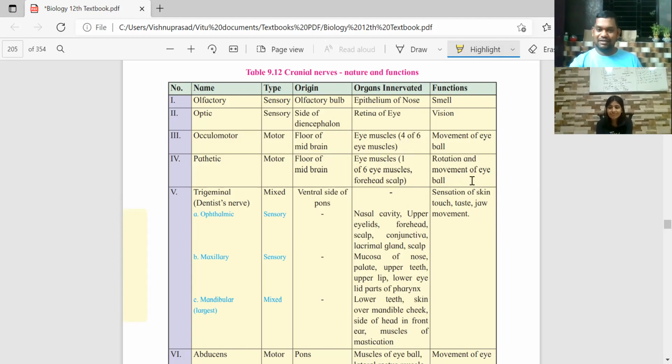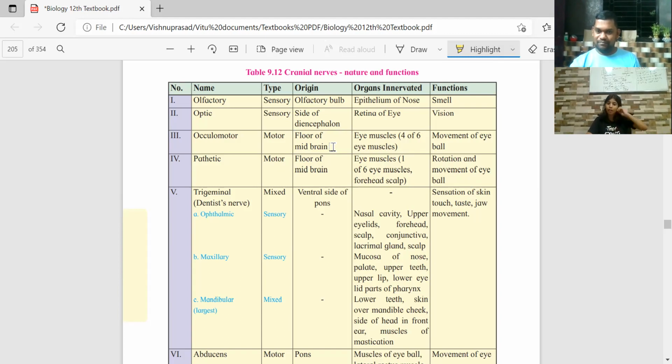I've given an example. If you are in a cricket stadium in the audience and you're watching a match, the batsman hits the ball and my eyes will trace the ball. It is because of the muscles. So like that, you have to remember the type and you have to understand the origin of each nerve. Origin means from where that nerve begins.